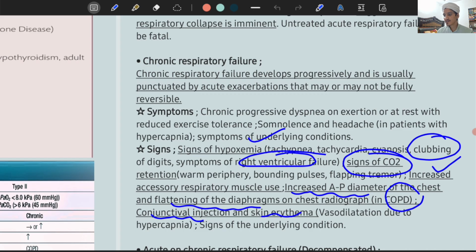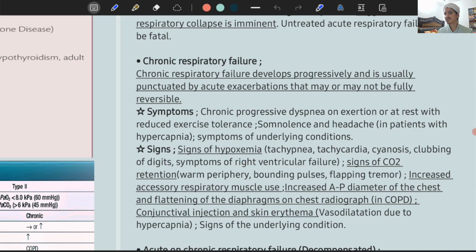And signs of the underlying condition. In the eyes you can see conjunctival injection, which is nothing but redness of the eyes, and skin erythema, redness of the skin. The chest will be barrel shaped in cases of COPD, and bounding pulses, asterixis, clubbing, hypertrophic osteoarthropathy, and changes of right ventricular failure. These are all things which you see in chronic respiratory failure.